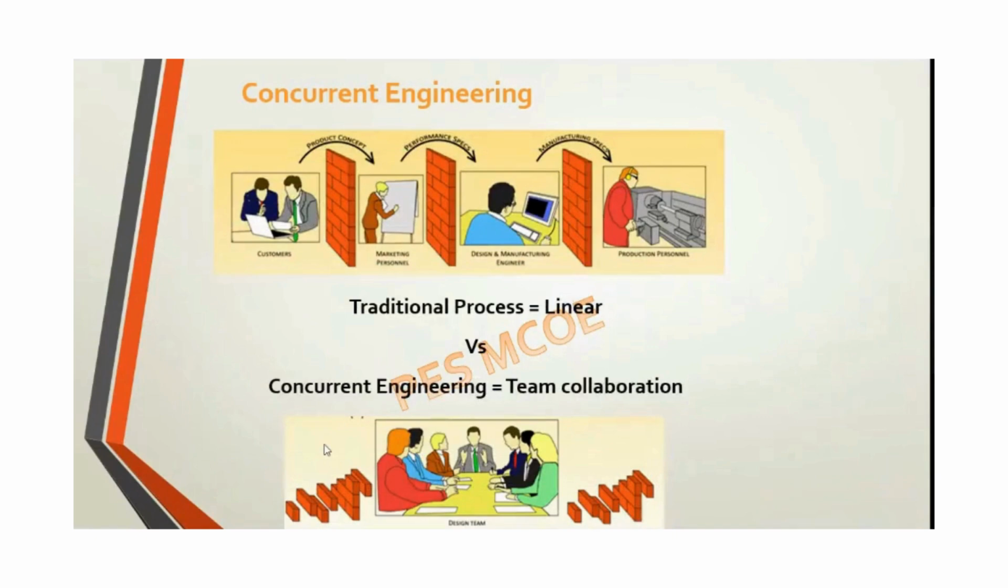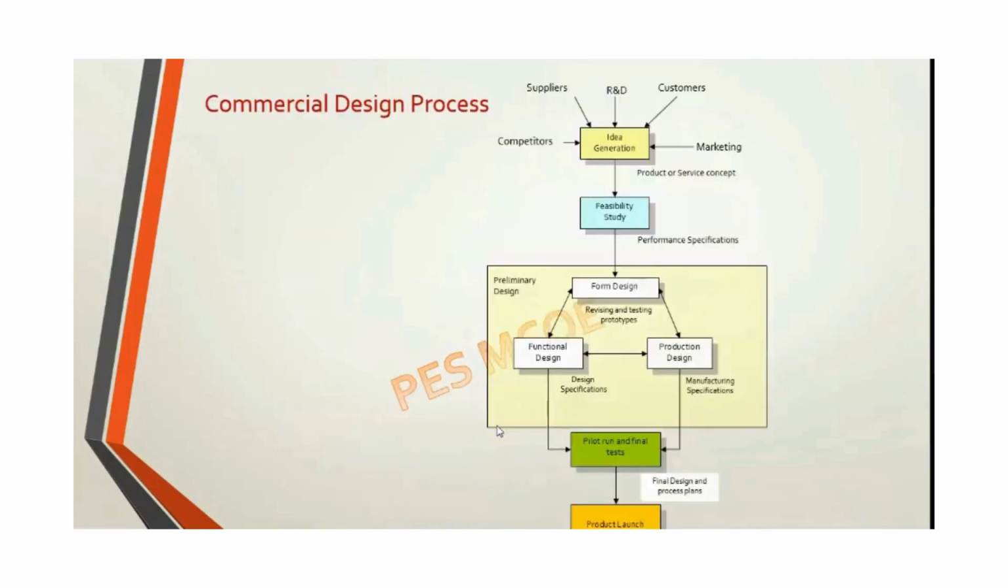Initially, suppose this is a traditional process which is a linear one. Okay. Customer has a requirement, then you have some designer, you have some analyzer, you have manufacturing. But in concurrent engineering, every member of the team comes together and works on the same problem. So whatever obstacles or big walls are there, they are broken down, and the whole team comes together to solve the problem. Okay. This is the traditional, again a linear process.